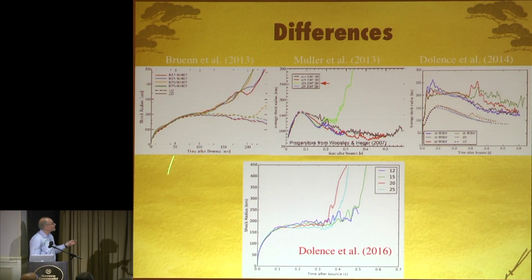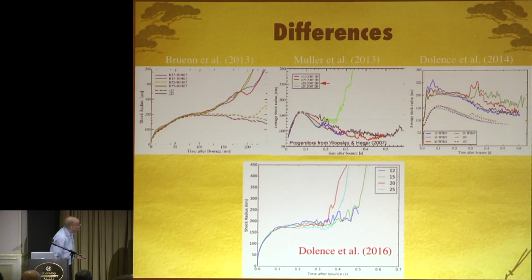And so there are differences between the groups. This is just some examples. This is some of our older calculations. These are some newer calculations. This is representative of Bernhardt's calculations.